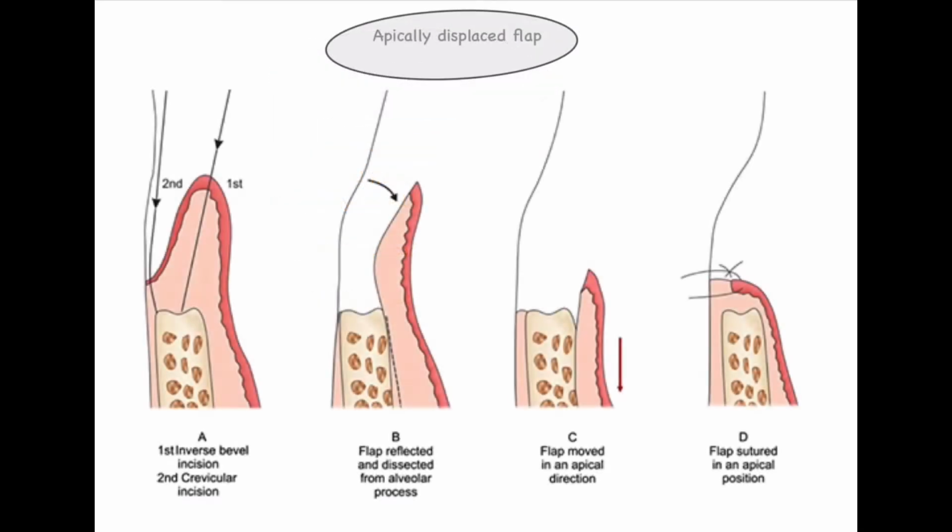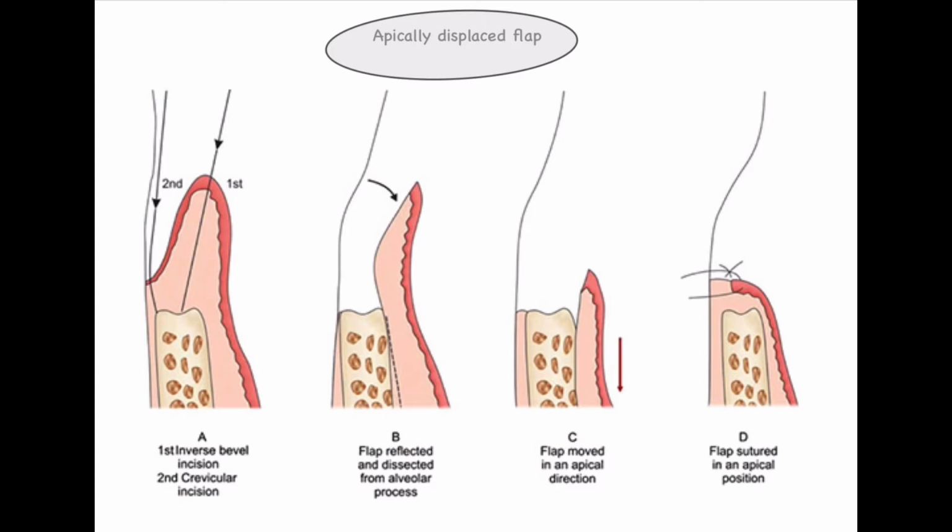So here's the diagrammatical representation of an apically displaced flap. In the first picture, what we are able to see is the incisions. We will be studying incisions in detail in the upcoming slides. Okay, so for now just understand that these are incisions which are being placed in figure A. In figure B, we are reflecting the flap.